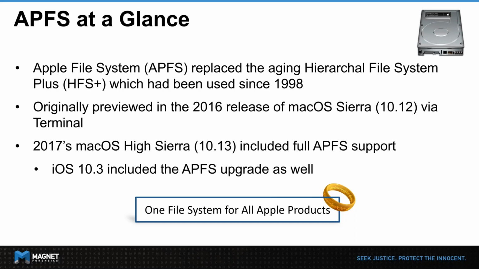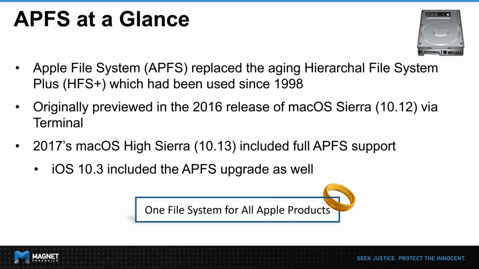So APFS at a glance, what are we talking about here? Well, it replaced HFS Plus, which had been around since 1998. So HFS, a little long in the tooth, it was time for an upgrade. So Apple said, let's make our own file system here. APFS was originally previewed in 2016 with 10.12. 10.12 didn't allow users to access the APFS functionality, though, unless you were inside of Terminal. With 2017's High Sierra, which was 10.13, this included full APFS support and included that upgrade to APFS from HFS Plus when users did that upgrade.